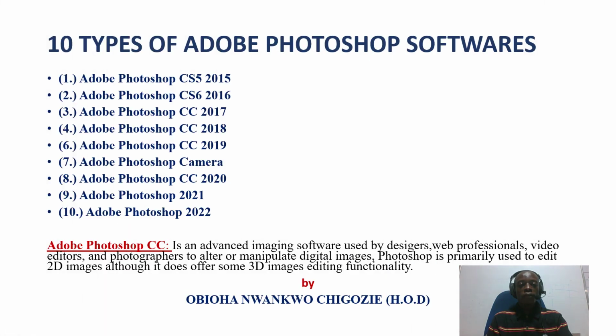Now, 10 types of Adobe Photoshop software. Number one, we have Adobe Photoshop CS5, 2015. Number two, Adobe Photoshop CS6, which was invented in 2016. We have Adobe Photoshop CC, invented in 2017. We have Adobe Photoshop CC 2018, CC 2019, Adobe Photoshop Camera, CC 2020, Adobe Photoshop 2021, and Adobe Photoshop 2022. Now let's look at their definitions.